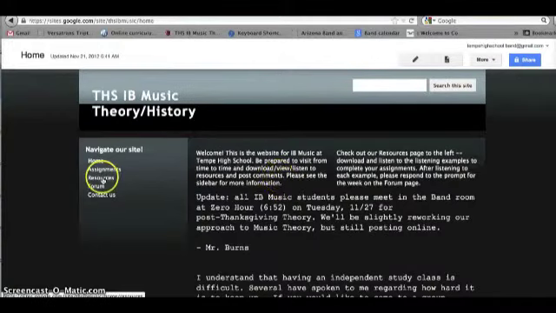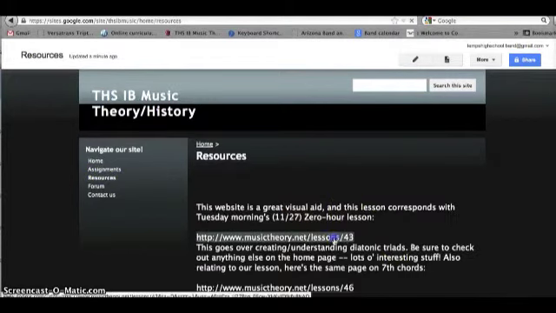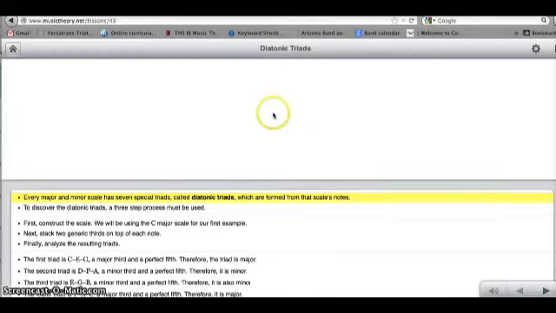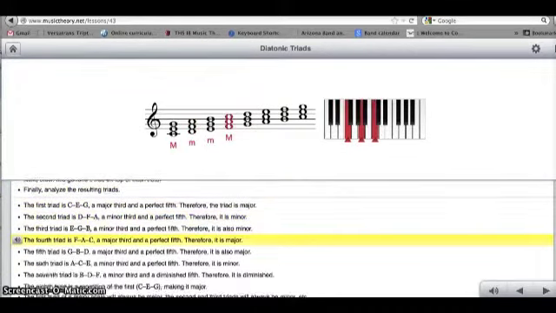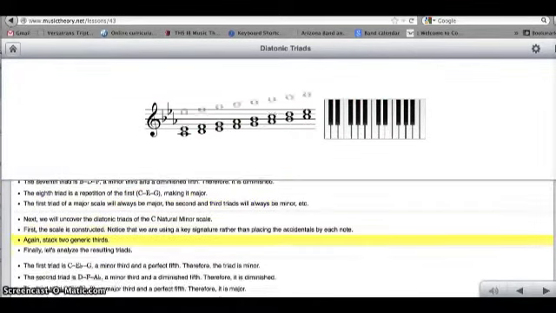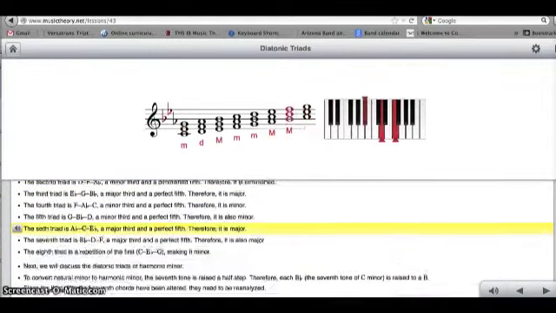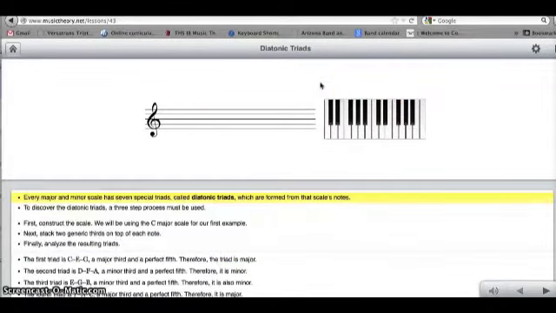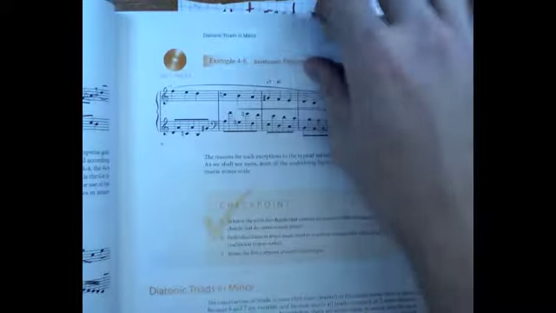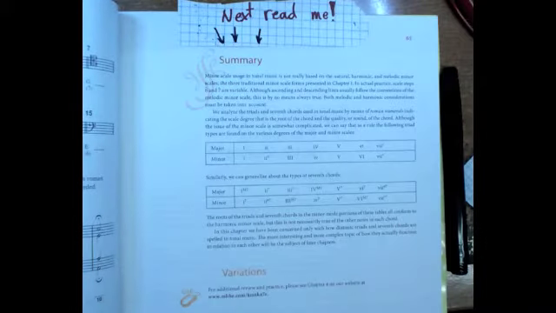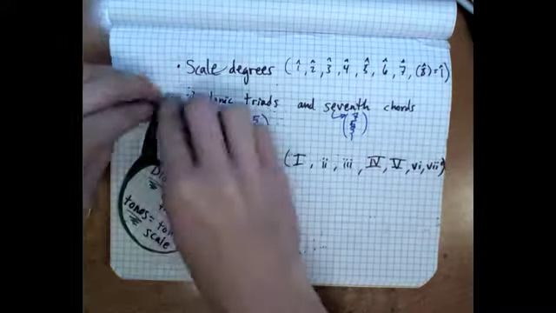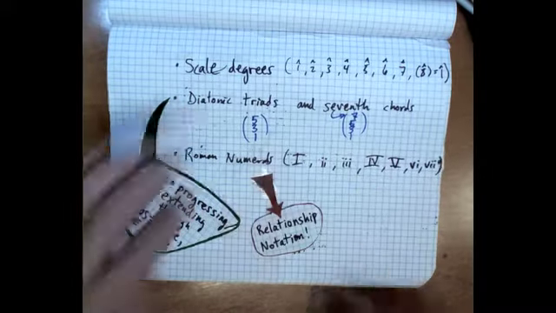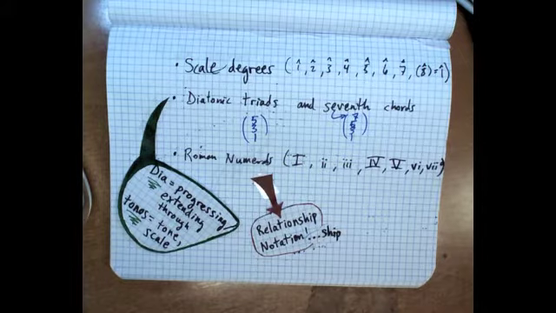A great way to get visual examples of what we're talking about in these videos is to click the link at the top of our resources page. It gives examples of diatonic chords in major and minor keys and gives you an example on the keyboard and on the staff for both. Also make sure to read your summaries for chapters 3 and 4. This way you know what to do, and it's really good to have the book handy while we do this kind of stuff. Let's get to it. We got scale degrees, we got diatonic triads and seventh chords, we got Roman numeral notation. It's gonna be good.